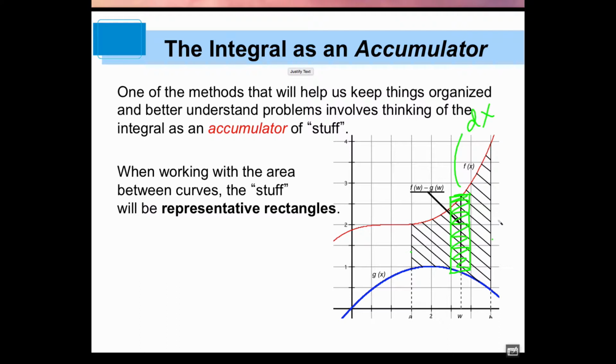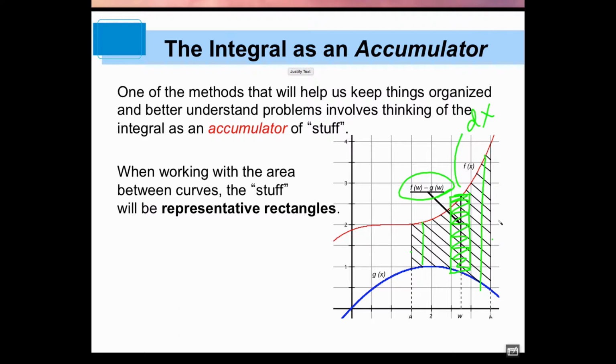And so since the integral is an accumulator, if we can come up with one representative rectangle, and it's called a representative rectangle because it represents all the infinite number of rectangles, and they would change. Rectangles over on this side would be taller than rectangles over here, but it would still be f of w minus g of w. If I use the integral, then the integral will automatically take all those infinitely small rectangles and add them up. Okay?